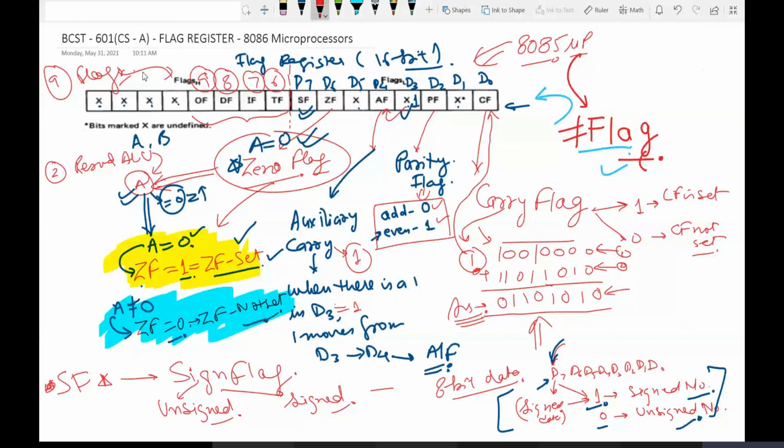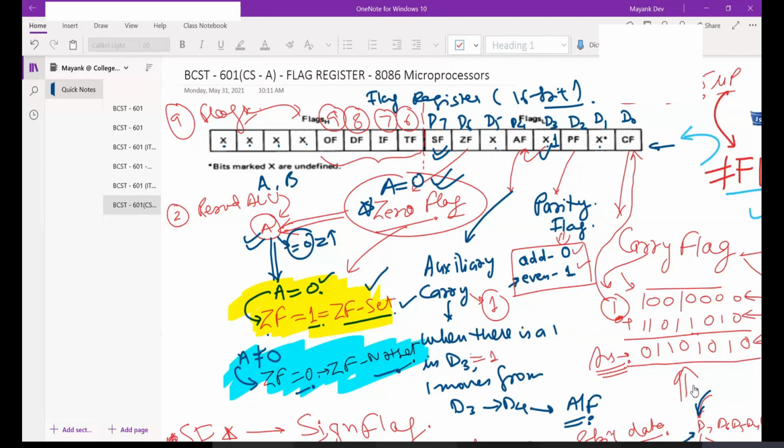Okay, so we'll finish it in the next class, the next 4 flags. Till then, if there is any query anyone wants to ask, you can ask. Anything?